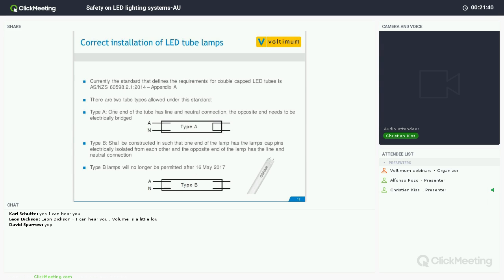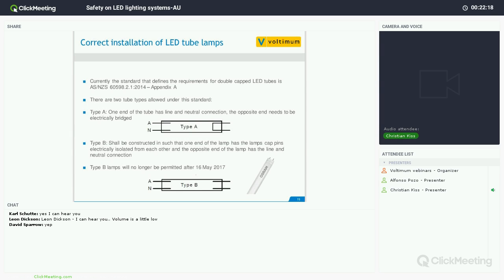So with this standard, there's basically two types of tubes that are currently allowed. One's called a type A, and you can see by the little diagram there that basically one end of the tube has the live, active and the neutral. The opposite end needs to be electrically bridged, so it's got an internal bridge there. So basically there's complete electrical isolation from one end of the tube to the other, so you can't get an electric shock. Say if you insert one end of the tube and the other end's not in properly, you can't get a zap from the pins. That's basically why they've designated that there needs to be either this type or type B.